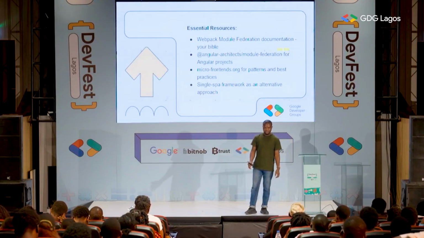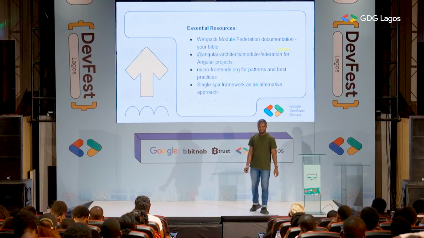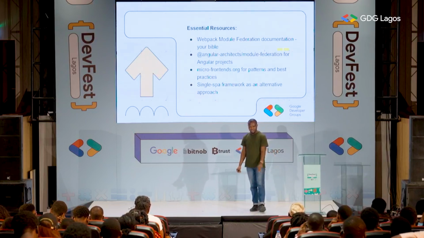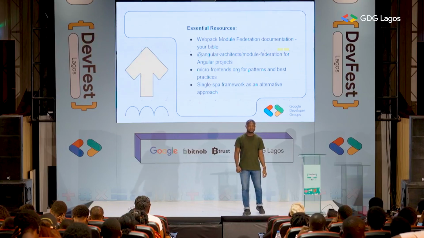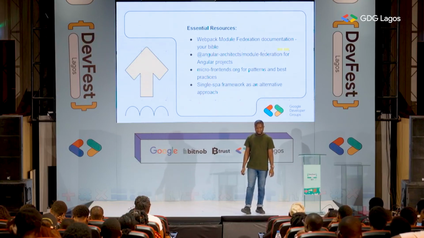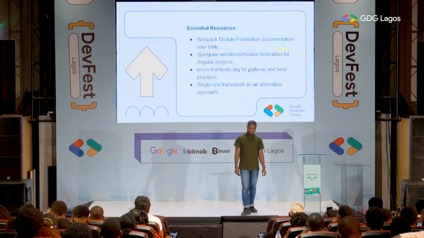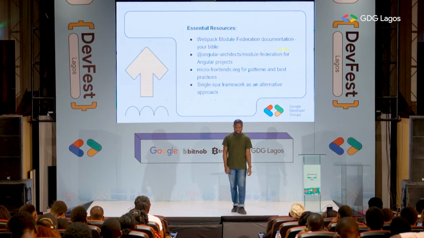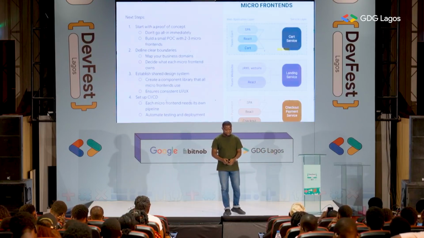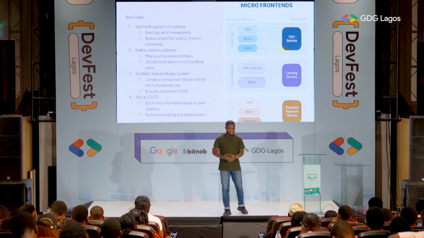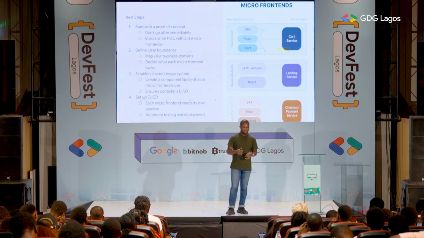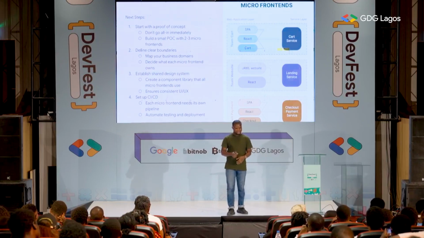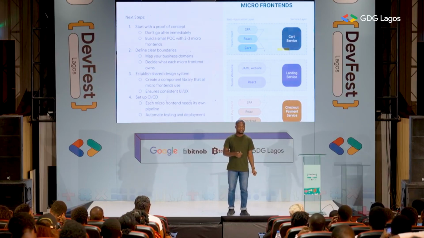For essential resources, we can check out the module federation documents. This particular feature is for Angular projects, so you can't do without it if you are making use of module federation. You can check out micro-frontends.org and single-spa as an alternative approach. So what's the next step? Start with a proof of concept. Just build two or three micro frontends, declare clear boundaries, establish a shared design system, and set up CI/CD.